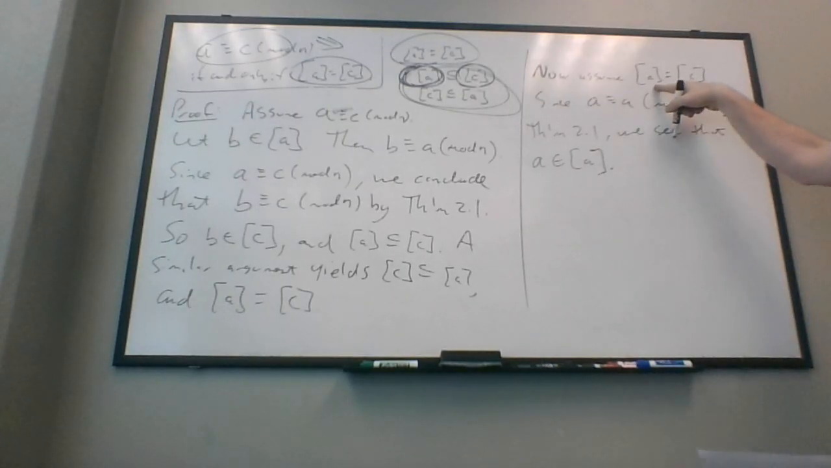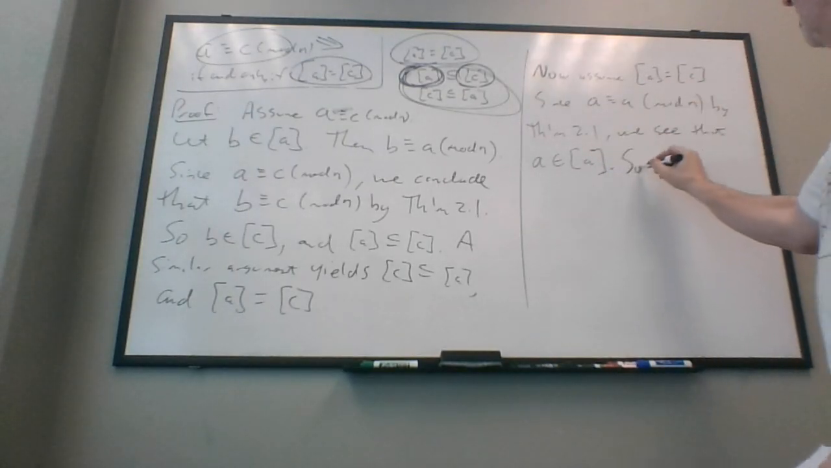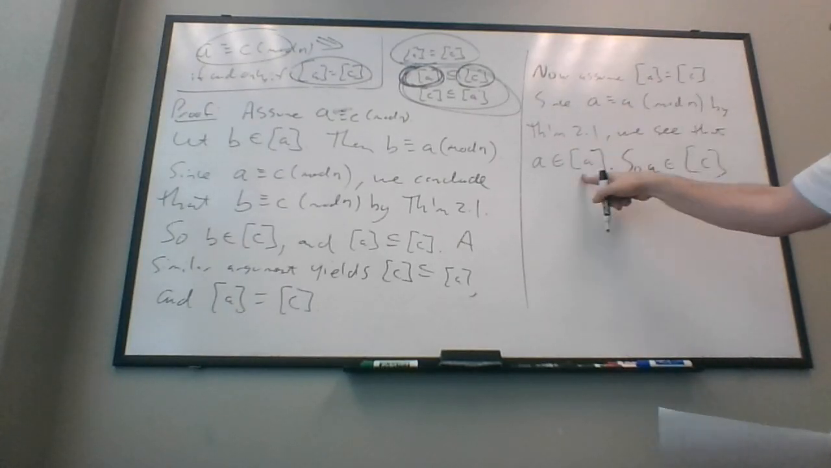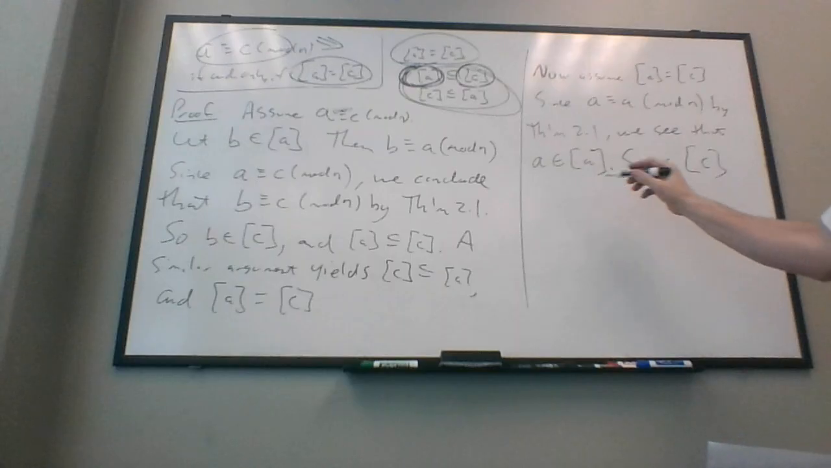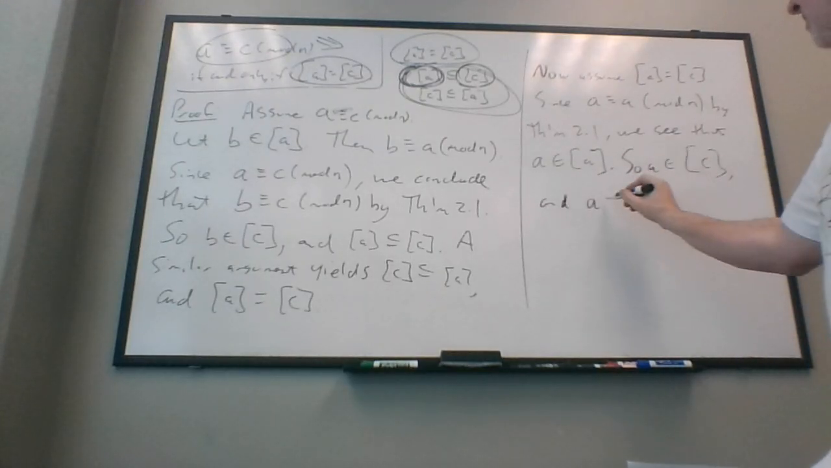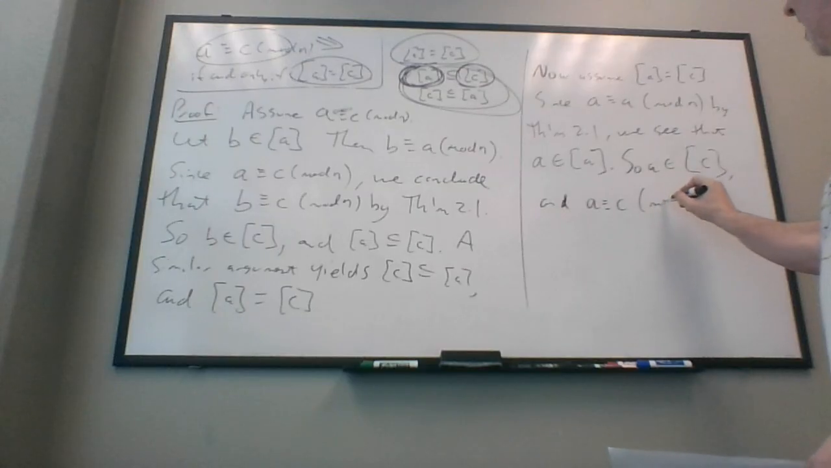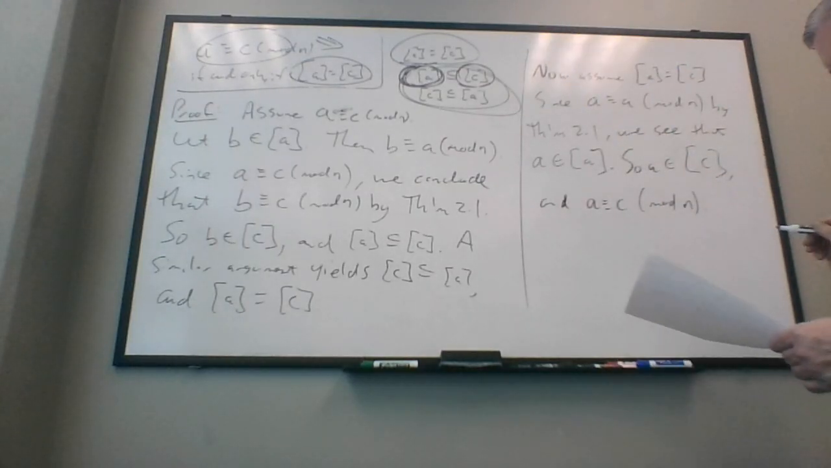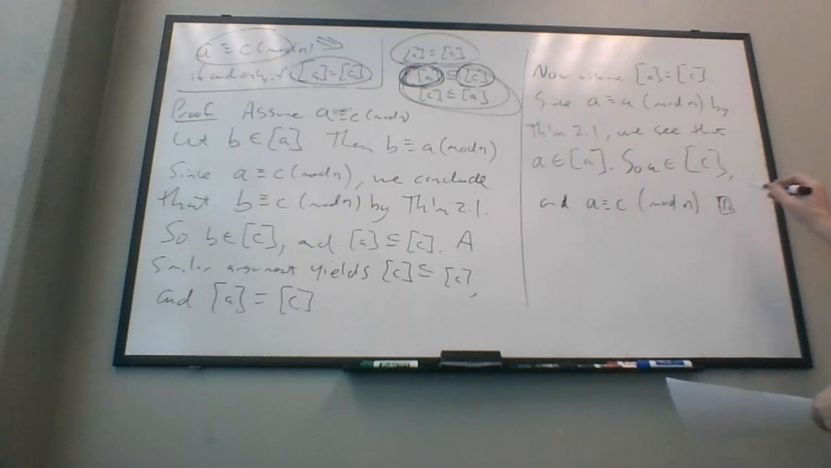But we just said the class with A is the class with C. So A is also in the congruence class of C, because we just said the class with A and the class with C are equal. And so what does that mean? What does it mean for A to be in the congruence class of C? That means A and C are congruent mod n, which is what we were trying to show. Okay, so there's the other direction.